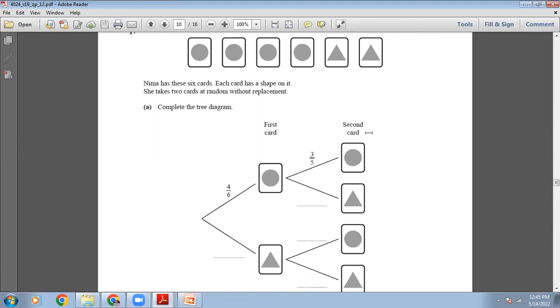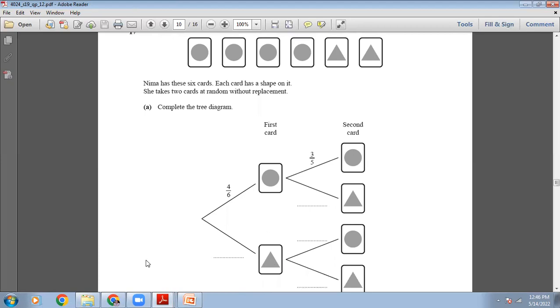So here you will write 2 by 6. So if a circle is taken out, the total will be reduced. If this is gone, then the remaining there will be 5 cards, and out of them 3 are circles. So its probability will be 3 by 5, and for the triangle it will be 2 by 5. So you will write here 2 by 5.